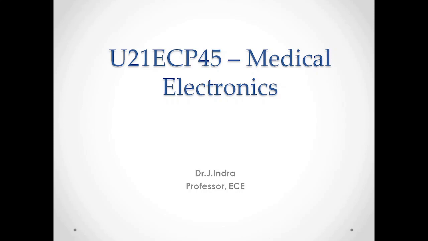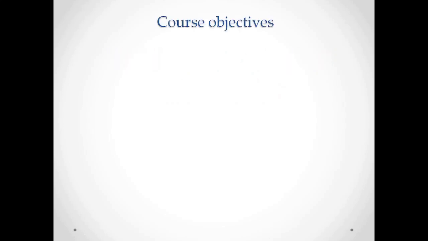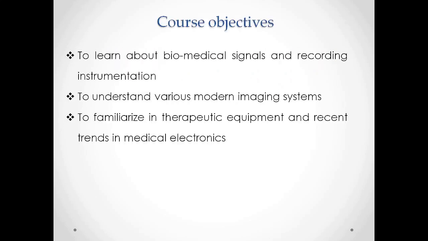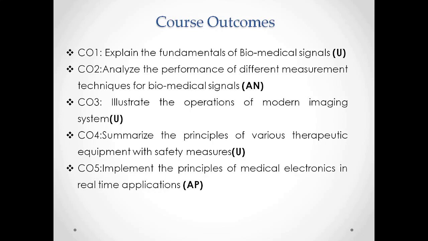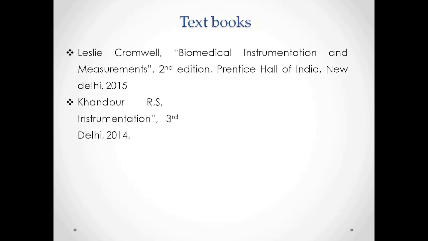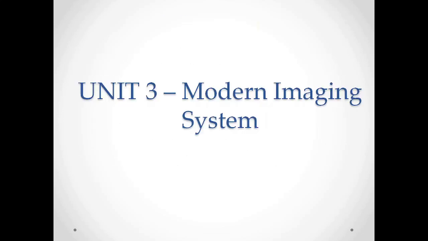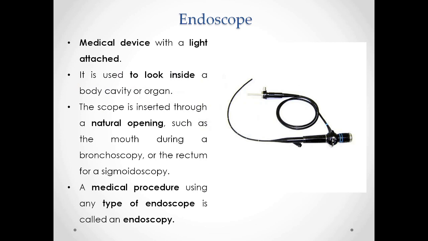So, we are going to discuss a topic in the medical electronics subject. The course objectives are given as below. The course outcomes are also listed here, which we have discussed already. And the textbooks are as listed in the slide. Now, we are into Unit 3, which talks about modern imaging system. Today's topic for discussion is endoscope.